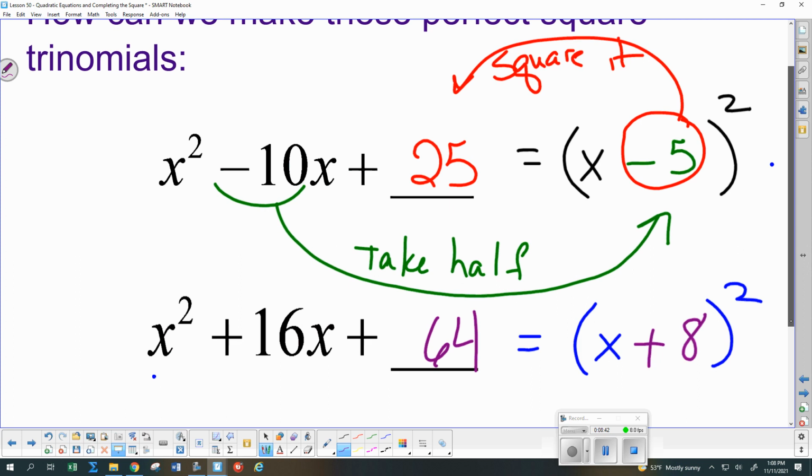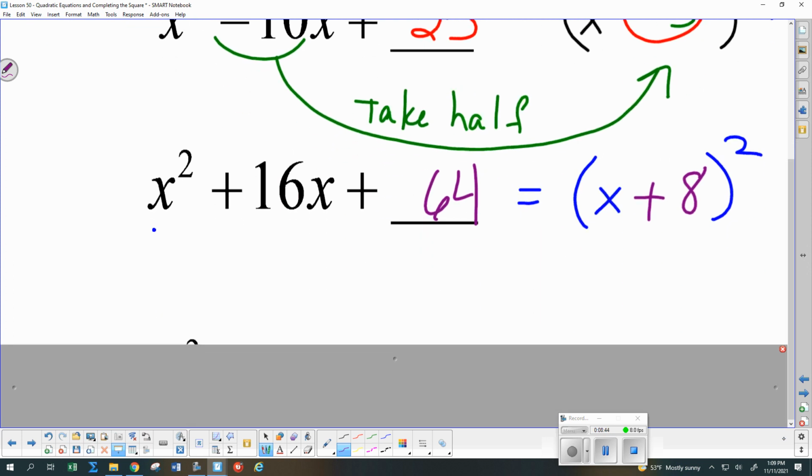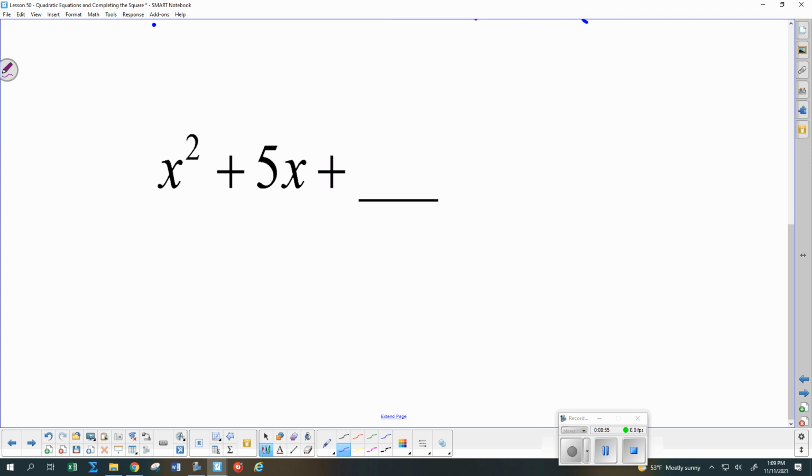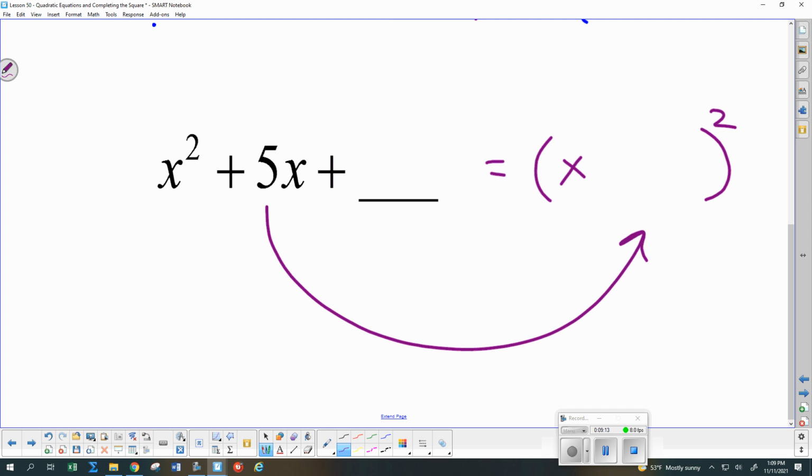Okay, this last one before we actually start solving by completing the square is messier, so we're going to do it together with those same steps. We don't always get an even number in front of the x, so it's not always so easy to take half of it. But we're still going to go through the same steps. We want to get it as a parentheses squared. We start with 1x squared, so we know our little parentheses starts with 1x. We know we need to take half.